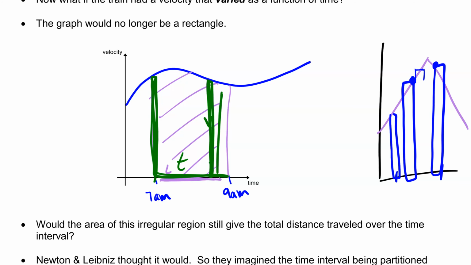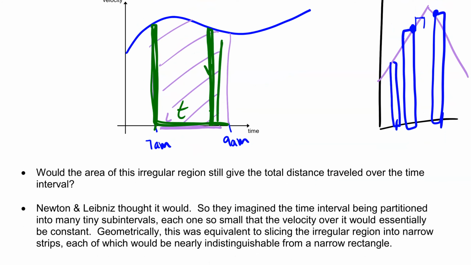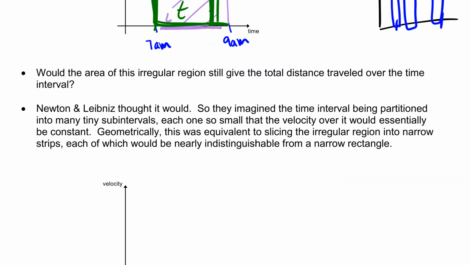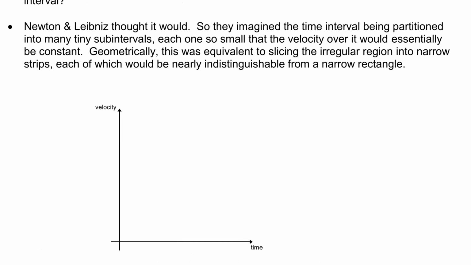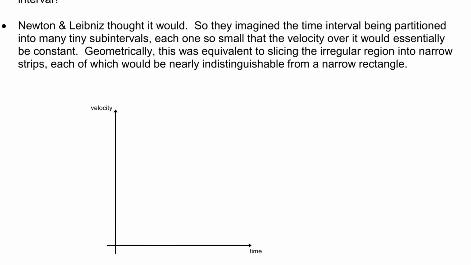So, cool. It's good that you are seeing the progression. So, would this area still give the total distance traveled over the time interval? Yes. Newton and Leibniz thought it would. These are the 2 famous people that invented calculus independent of each other. So imagine the time interval being partitioned into many tiny subintervals, each one so small that the velocity would essentially be constant. So very, very minuscule.